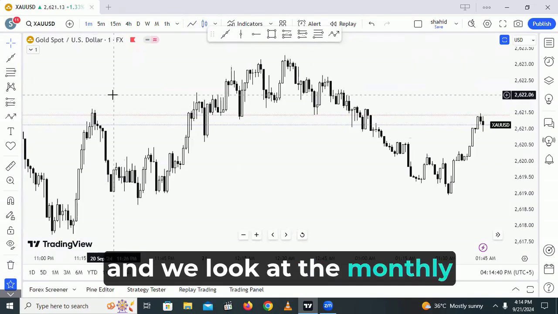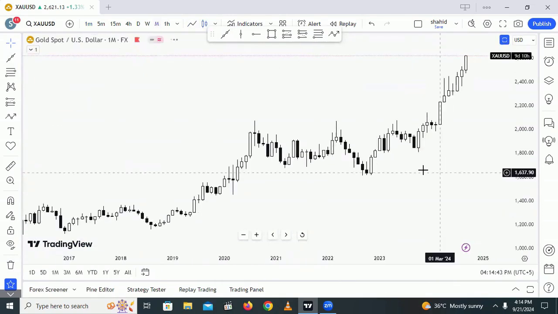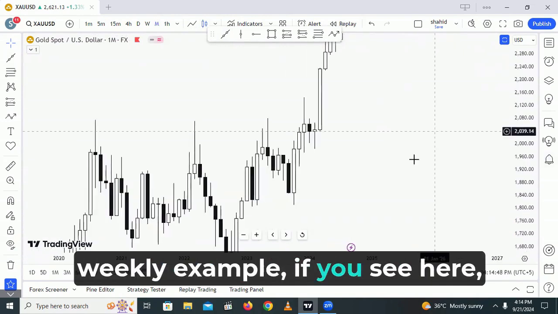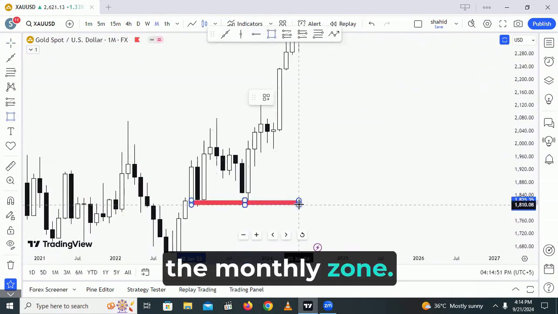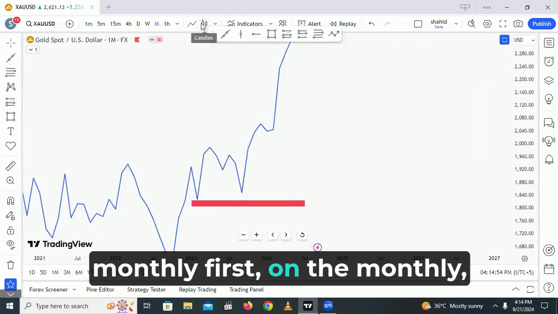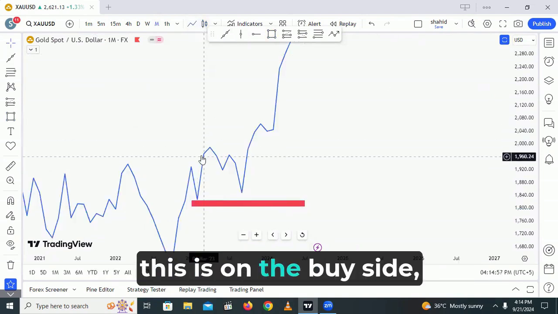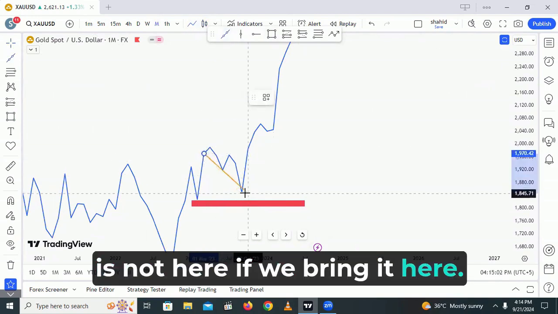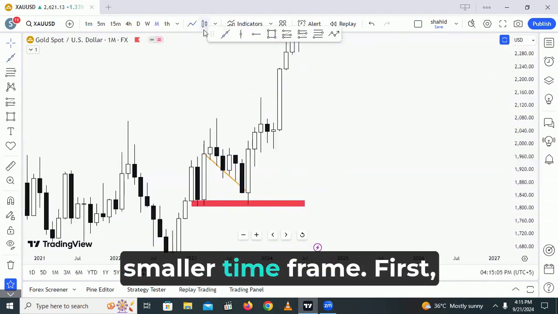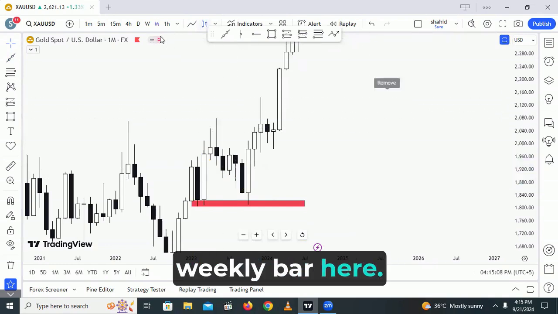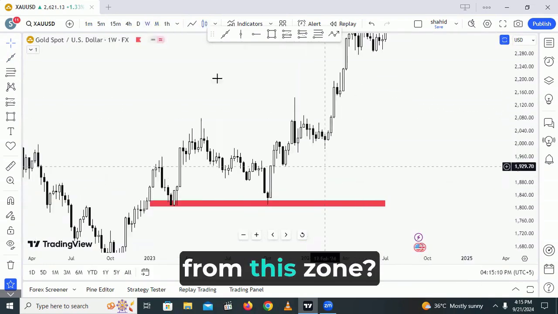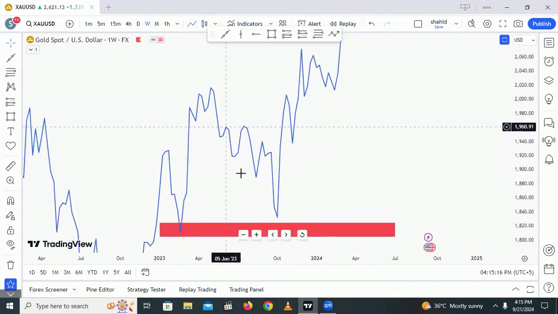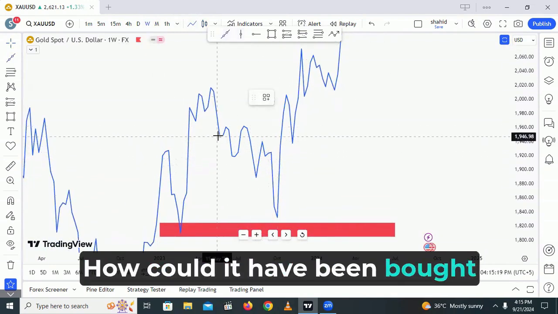And we look at the monthly or weekly. If we look at the monthly or weekly example, if you see here, we have the start of the monthly zone. If we look at this on the monthly, first on the monthly, if you see, this is on the buy side and this is not here. If we bring it here, let's clear it further on a smaller time frame. First we'll look at the weekly bar here. How could it have been bought from this zone?